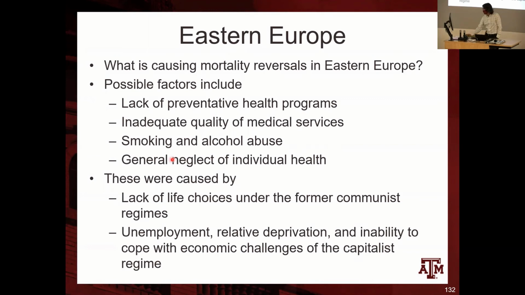And these are what we would call the proximate determinants of mortality, those factors that are close to the reasons of mortality. And what are the more indirect factors that cause the proximate ones? Lack of life choices under the former communist regimes, and more recently, unemployment, relative deprivation, and inability to cope with the economic challenges of the capitalist regime. So all these economic changes these countries face, these general socioeconomic changes, or how the society was organized before, make people change all these different factors. Making a parallel to fertility, these would be the proximate determinants of mortality, causing increases in mortality in this specific example.